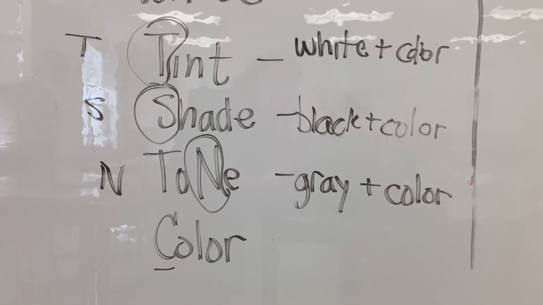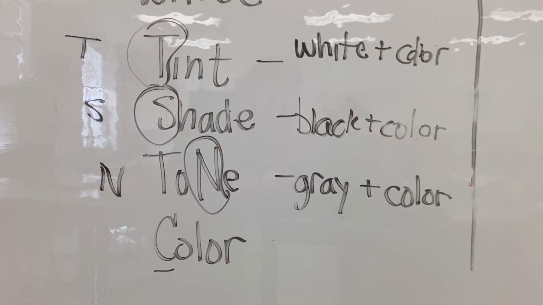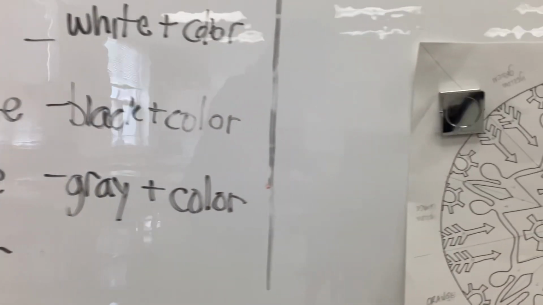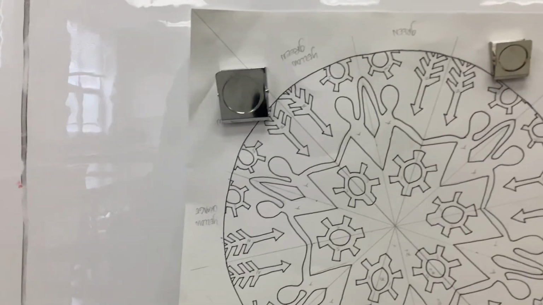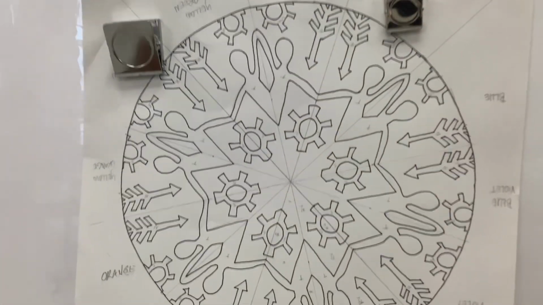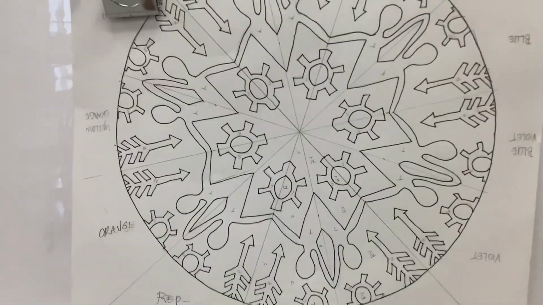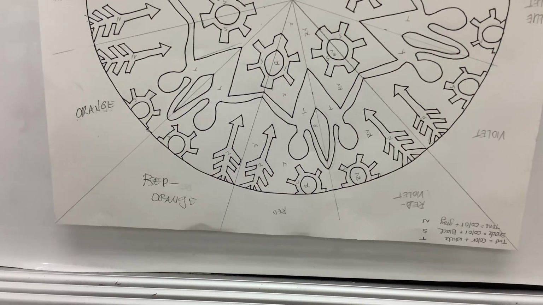We are going to look at how to label our painting. So here is my painting, or my design, that is all mapped up. We're going to focus in on the orange segment that you see here.